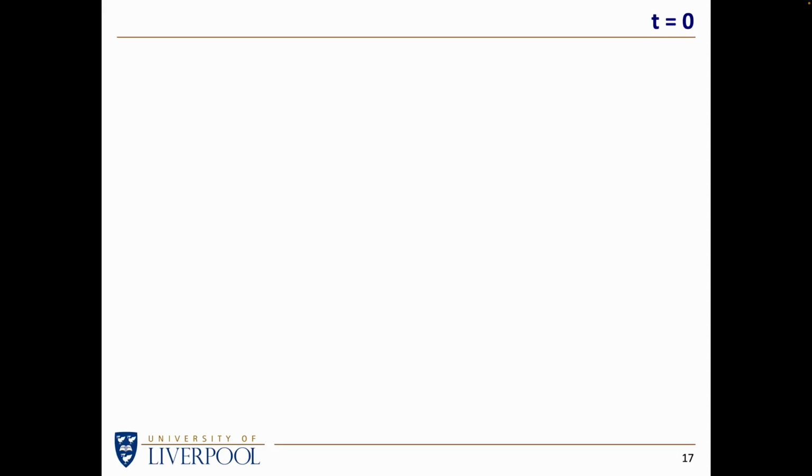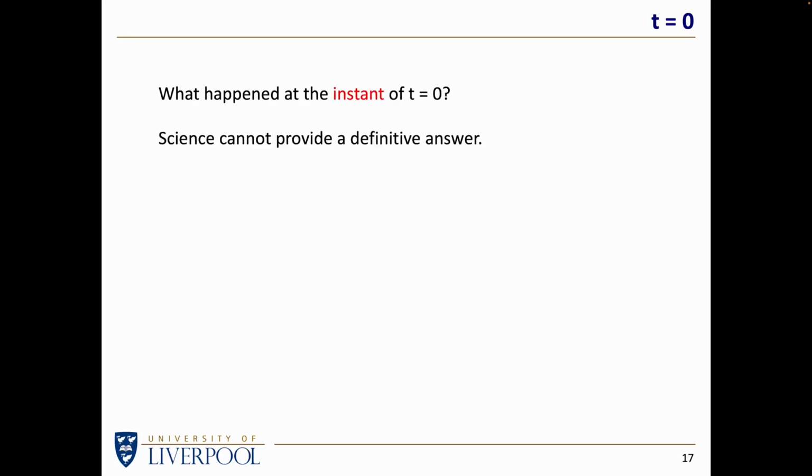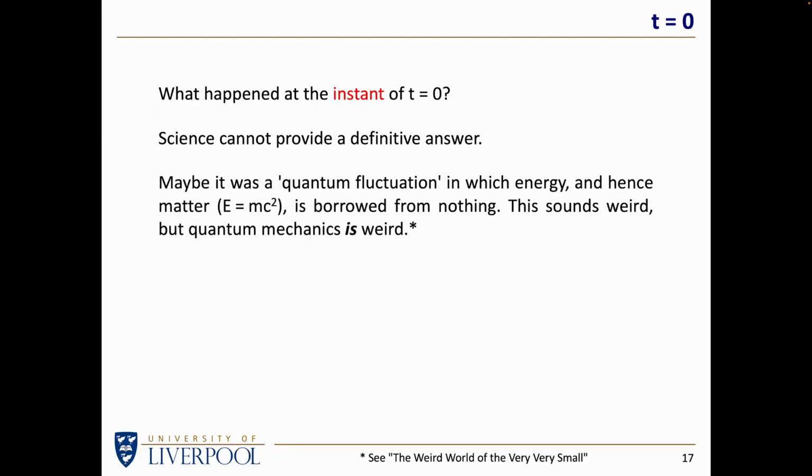So where do we start? Well, I guess we start with what we don't know. What happened at t equals 0? What happened at the instant that the universe was created? Well, no surprise, science cannot provide a definitive answer. We can hypothesize as to what might have happened at t equals 0, but we have no evidence telling us one way or the other what actually happened.